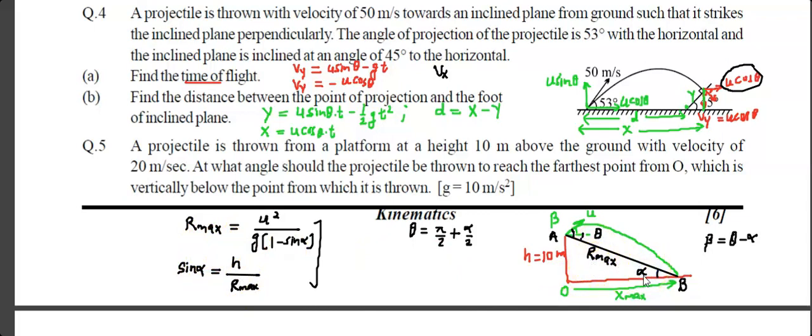So you can find length AB, and you can also find this angle alpha. Once you are able to find this angle alpha, you can place this value of alpha over here so that you can find the value of theta. Once you find the value of theta, you can find the beta or theta, whatever is being asked in the question. So this is another way of doing the same problem, and here we are using the motion of a projectile on an inclined plane.